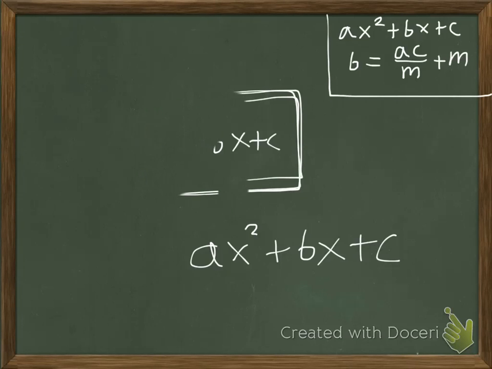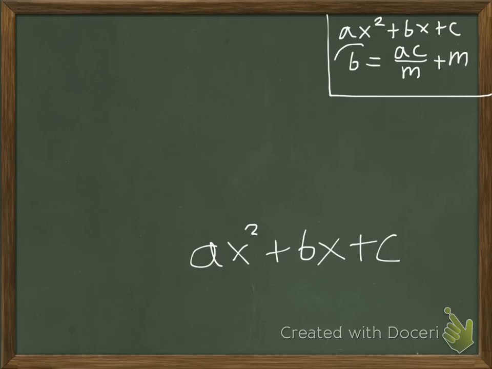Well, I've written up in the corner how you do it. So what you do is you let the b coefficient, so this b right here, equal a times c, so the a term times the c term, over m. Now m is just a number. So m is just any number. So we let b equal a times c over m plus m.